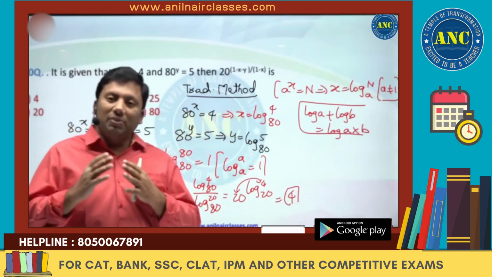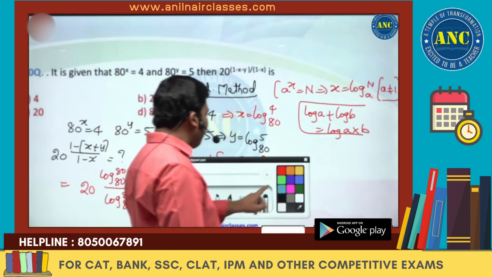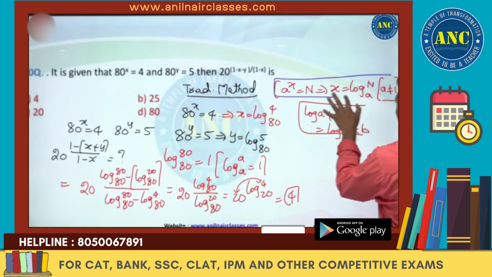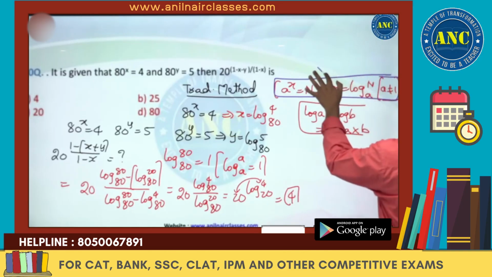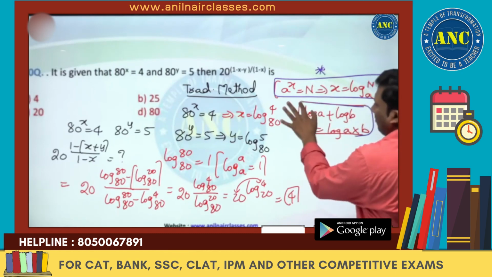What are all the logarithmic identities we used? We used a lot of multiple things. What is the first one we used? A power x equivalent to n, x equivalent to log n base a. This is the first property which we used. Log a plus log b is log a into b. This is the second property which we used.